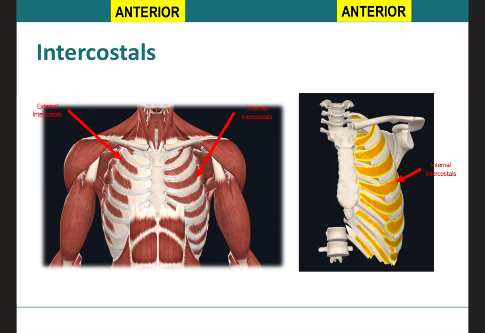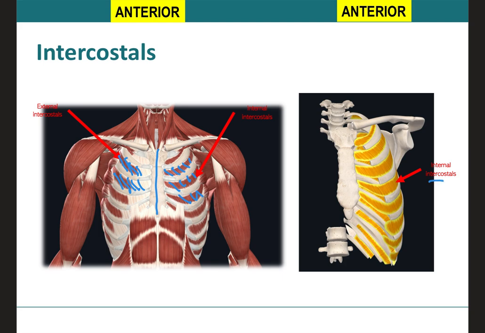Here we can see the intercostals in more detail. These will be your external intercostals. Notice how the fibers are going towards the midline. And on the other side, we can see the internal intercostals. Notice how they're going away from the midline.